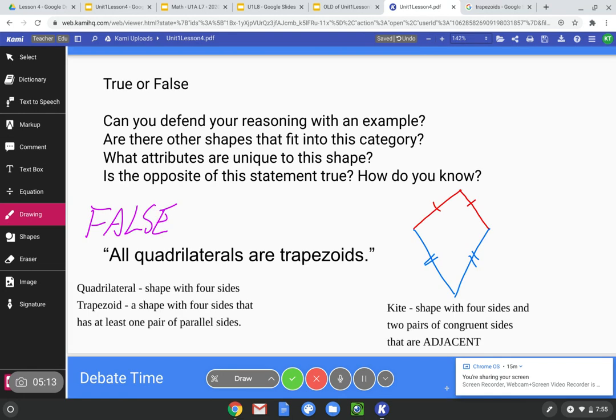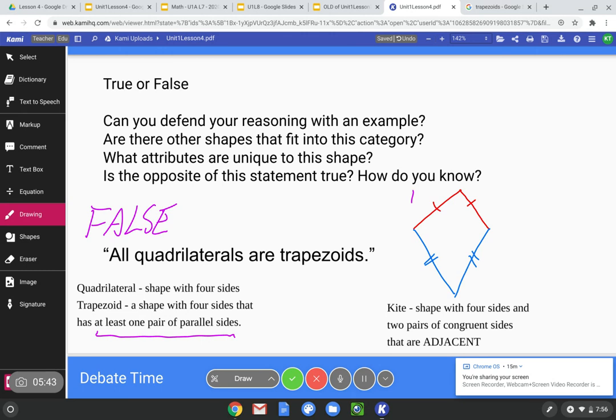Okay, so now I have my two pieces of evidence. I have my vocab words and I have a picture drawn. So here I am proving why I do not think all quadrilaterals are trapezoids. So just because a shape has four sides does not mean that it has at least one pair of parallel sides. For example, let's look at the kite.